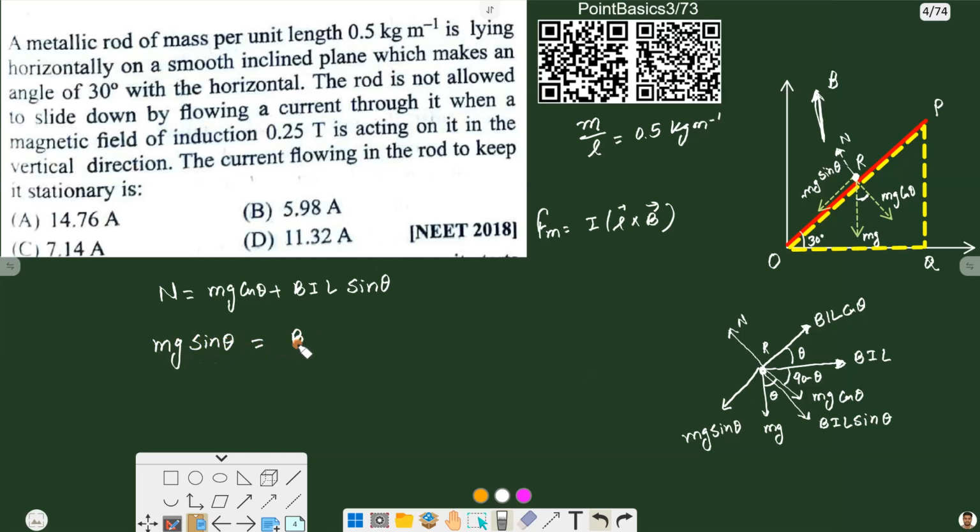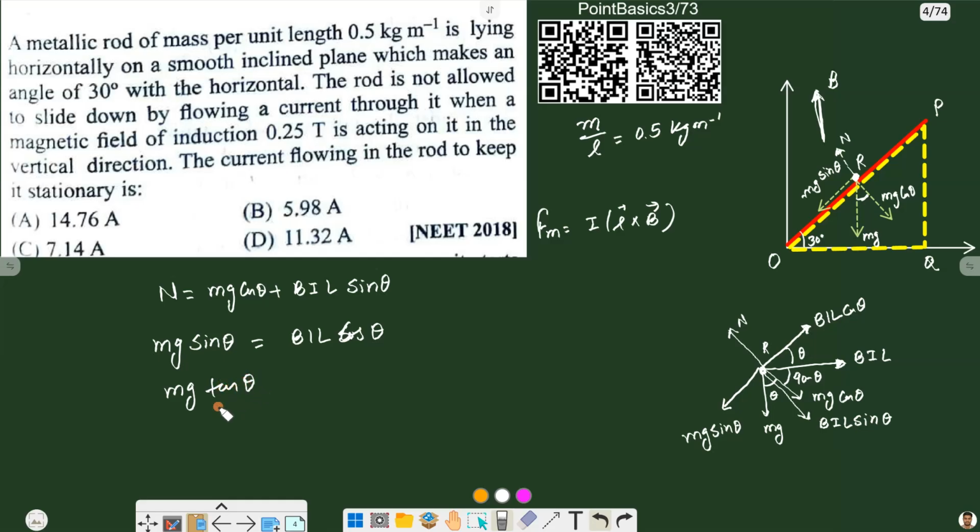will be balanced by BIL cos theta. We know the values of sin theta and cos theta because the angle is 30 degrees, already known to us. So from this we can find out that mg tan theta divided by BL is equal to I. This is the value of the current.